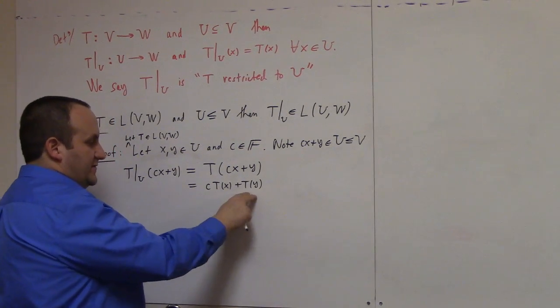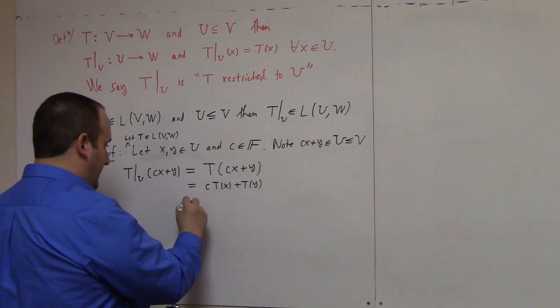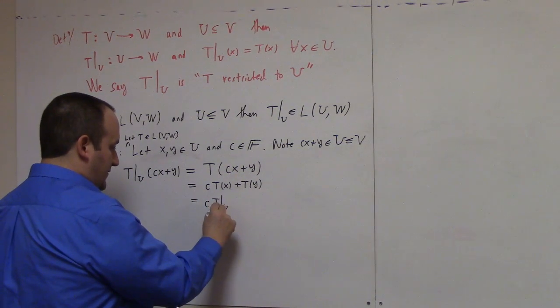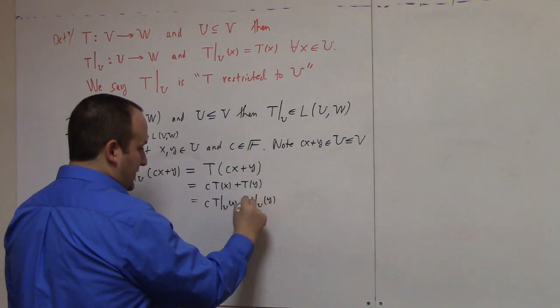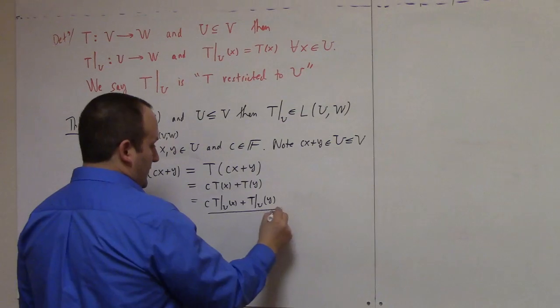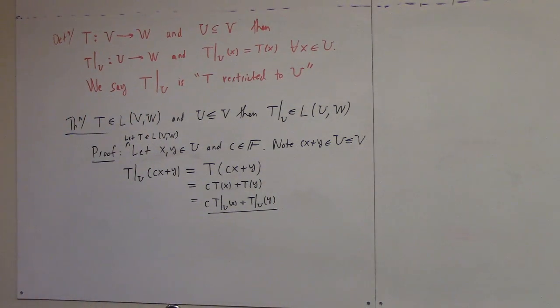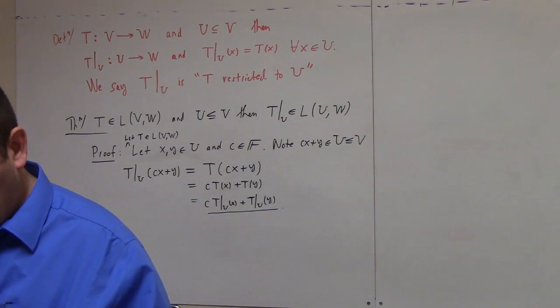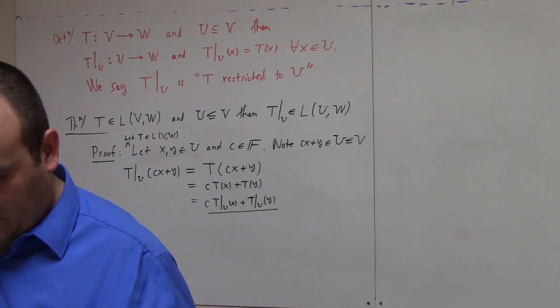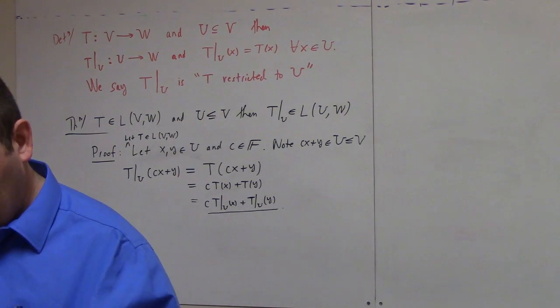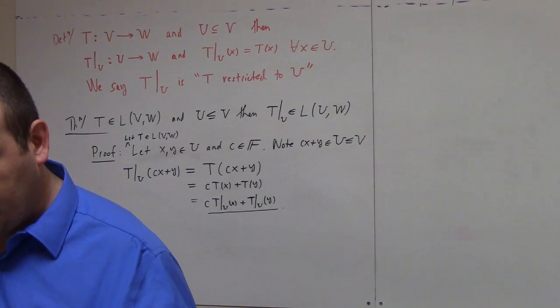So I have C times T of X plus T of Y, but by the way, that's C times T restricted to U of X plus T restricted to U of Y, because X and Y are again in U, and that's the definition of the restriction. Since X and Y are arbitrary and C was an arbitrary field element, it follows that T restricted to U is homogeneous and additive, and consequently a linear transformation. All right. Not especially surprising. Oh, there's a typo in my notes. I got a little u where I meant to have a big U. Sorry about that. On page 143 at the bottom.